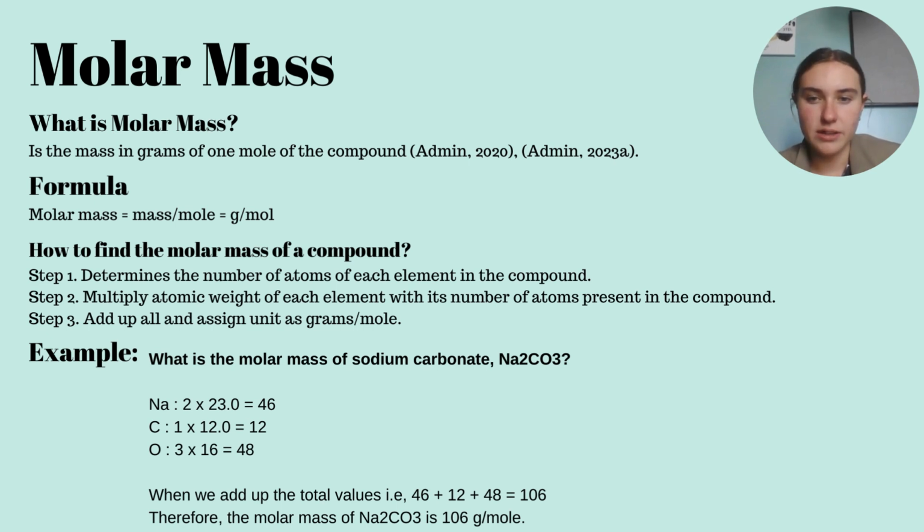How to determine the molar mass of a compound? Step 1. Determine the number of atoms of each element in the compound. Step 2. Multiply the atomic weight of each element by its number of atoms present in the compound. Step 3. Add them all up and assign units as grams per mole.